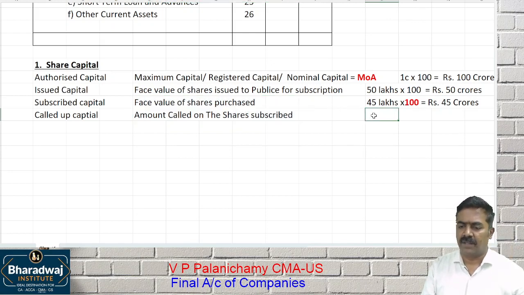That is called which capital? Called up capital. 45 lakhs into 50 rupees, how much? 22.5 crores will be called which capital? Called up capital.